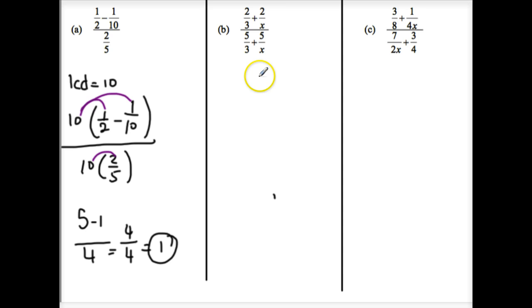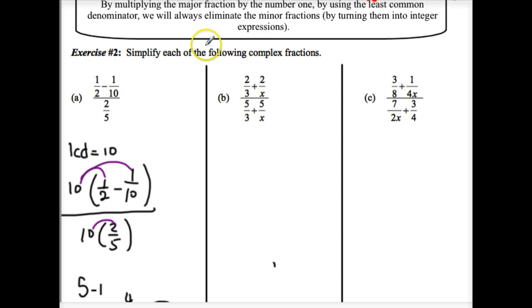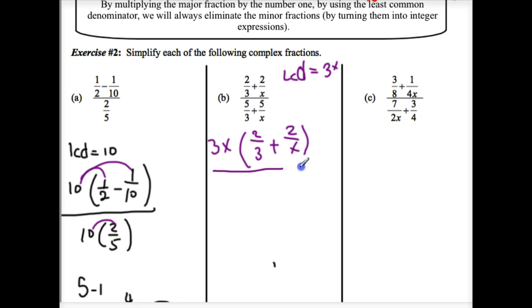Now number 2 is not as easy. Let's see, so what is my LCD? My least common denominator of 3 and an x would be 3x, because the 3s are multiples and I need an x. So 3x goes into 2 over 3 plus 2 over x, over 5 over 3 plus 5 over x. Now how do I work this out?